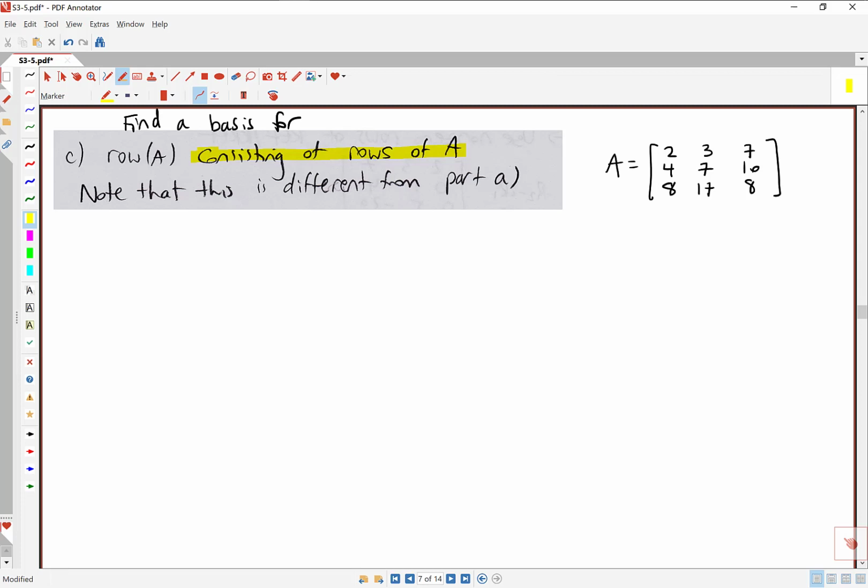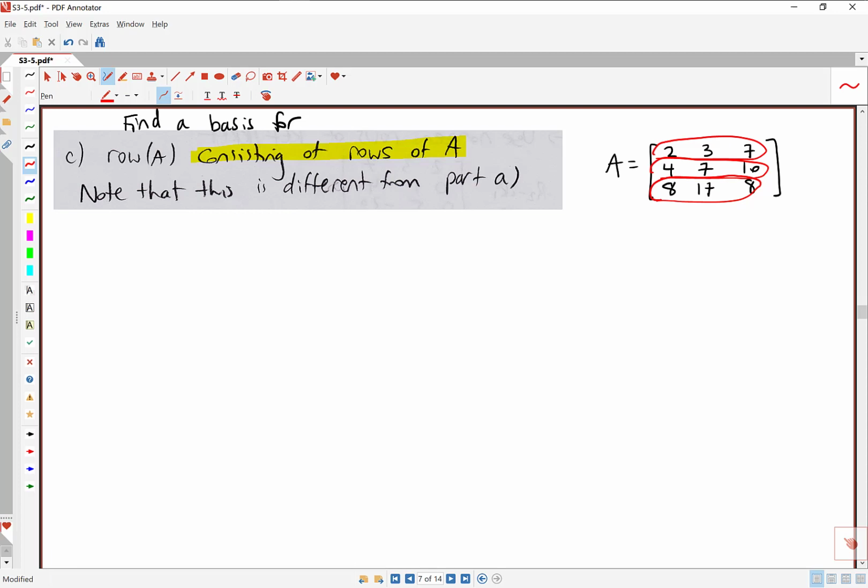So this part here where it says consisting of rows of A, that means we want our answer to involve either 2, 3, 7, 4, 7, 10, 8, 17, 8, or some combination of these vectors. So we want our actual answer to be described in the language of the rows of A.